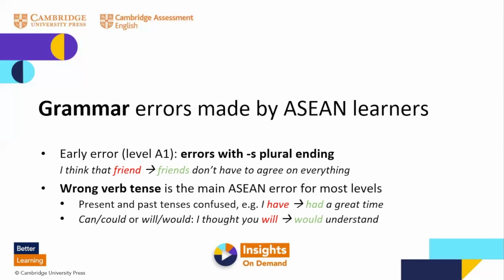And there are many varieties of this error, but it may be overuse of the present tense where the past tense is required. There's a lot of confusion between is and was in the region. Or it may be the use of the wrong modal verb. For example, using will instead of would, or can instead of could. It could also be an error with complicated tenses, such as the past perfect. We find this a lot in the ASEAN region.